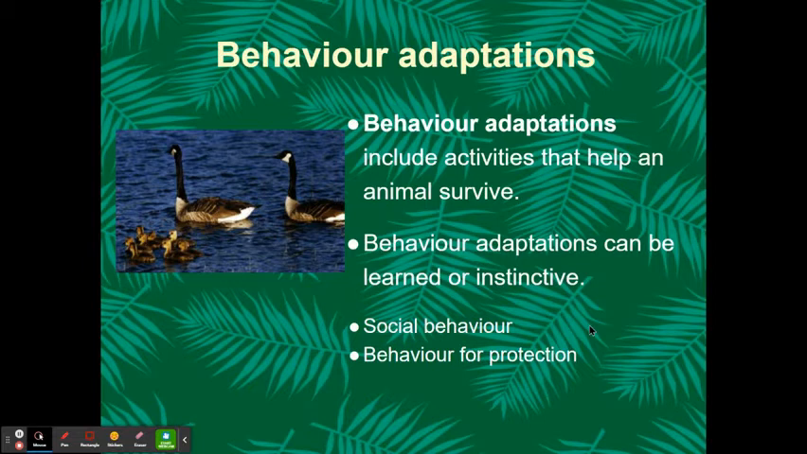Behavior adaptations. This includes activities that help the animal survive. Behavior adaptations can be learned or they're instinctive. Instinctive means they have been born with. So, for instance, you were not taught to blink your eyes. You were born blinking your eyes. And this is all part of behavior adaptations. There's a social behavior, and then there is a behavior for protection.